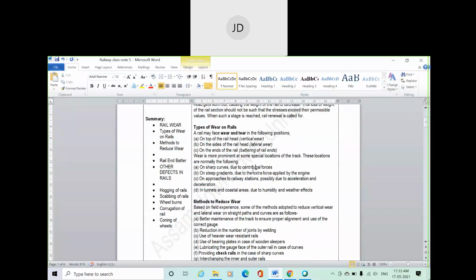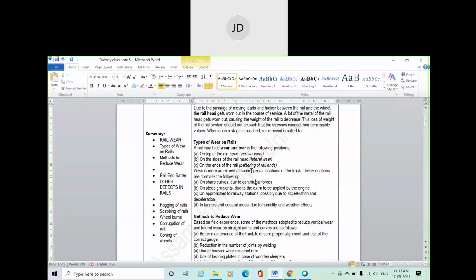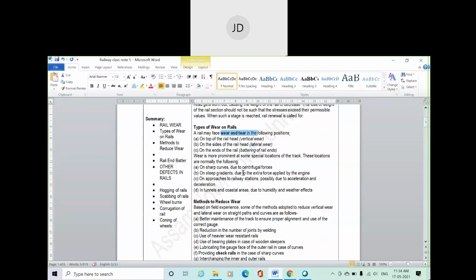That means, based on the geographical location or the alignment of the railway track, we can estimate in which area there is a possibility of wear and tear, like in a sharp curve. When we are on a sharp curve, we provide what? Super elevation. In a coming module we are going to discuss super elevation in detail, but till now you know a little bit about it from your highway engineering class in fifth semester. So suppose this is your curve, a sharp curve. This is your outer rail, this is your inner rail, and the outer rail is raised a little higher compared to the inner rail. This is your super elevation, right?